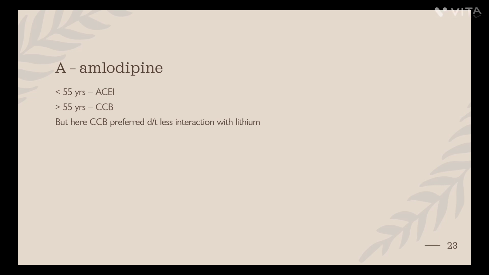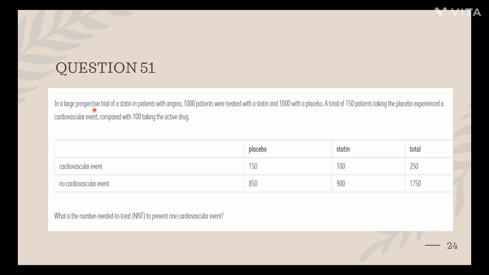Next question, a large prospective trial of statin in patients with angina. 1,000 patients were treated with statin and 1,000 patients with placebo. A total of 150 patients taking the placebo experienced a cardiovascular event compared with 100 taking active drug. What is the number needed to treat to prevent one cardiovascular event? A question from statistics. You have to know certain formulas, or you have to understand the concept.